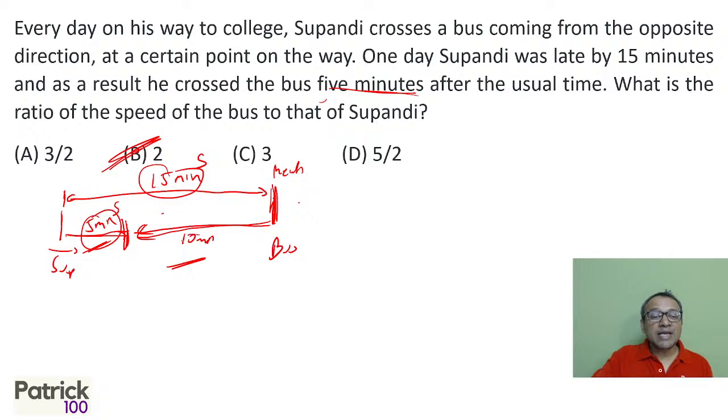So the bus has traveled 10 minutes of Supandi's time at the same time. So it has traveled double of what Supandi has traveled. Speed of the bus will be double that of Supandi, which will be 2:1. That will be the answer, B option. No solving, nothing, if you can just picturize it.